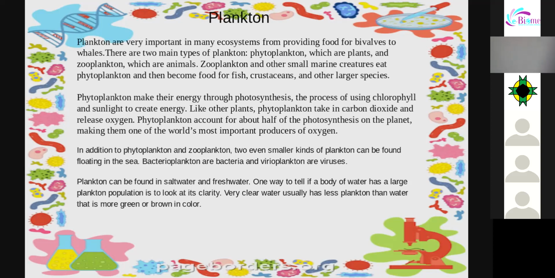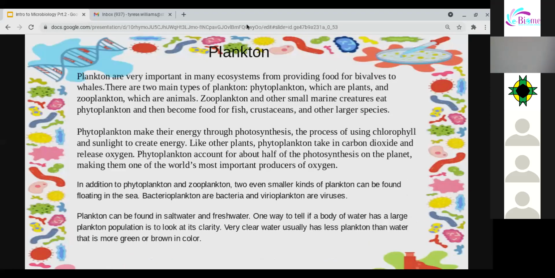In addition to phytoplankton and zooplankton, two even smaller kinds of plankton can be found floating in the sea: bacterioplankton, which are bacteria, and viroplankton, which are viruses. Plankton can be found in salt water and fresh water. One way to tell if a body of water has a large number of plankton is to look at its clarity. Has anyone gone to any place and seen water that is dirty and murky?